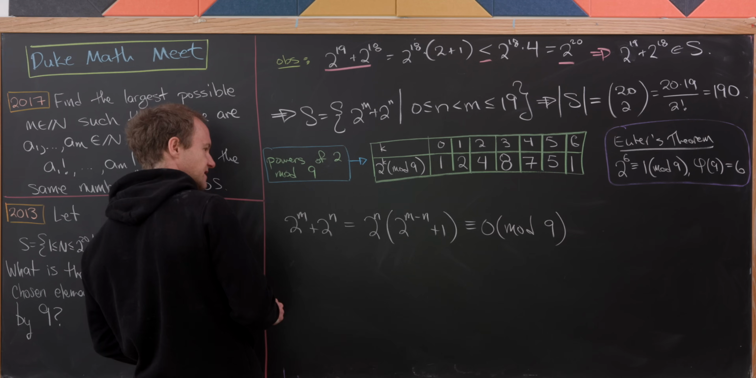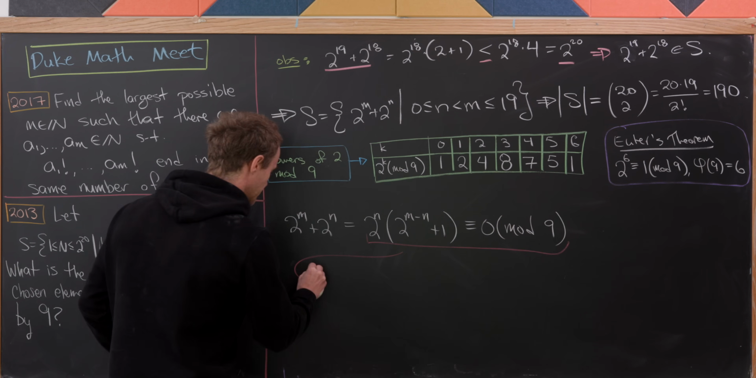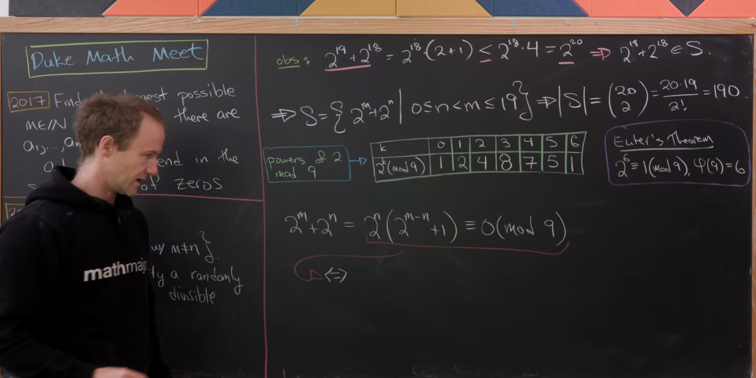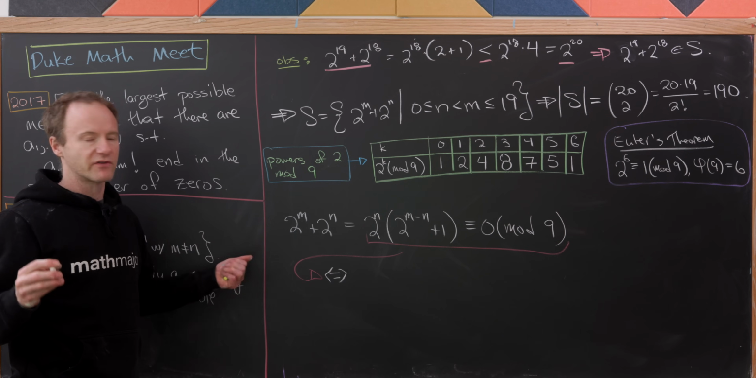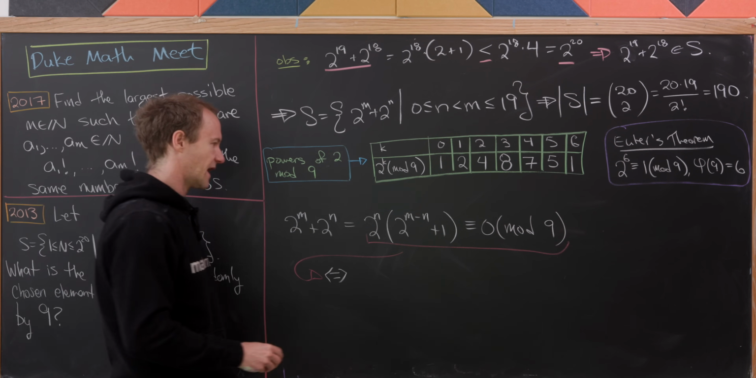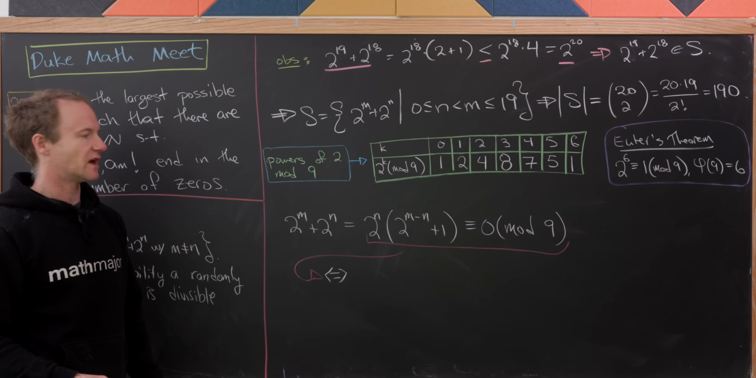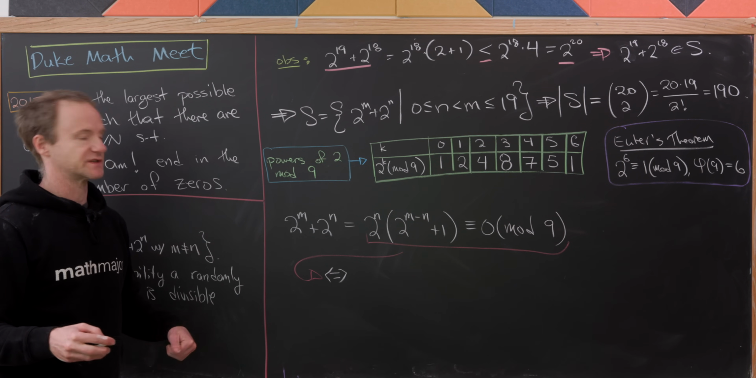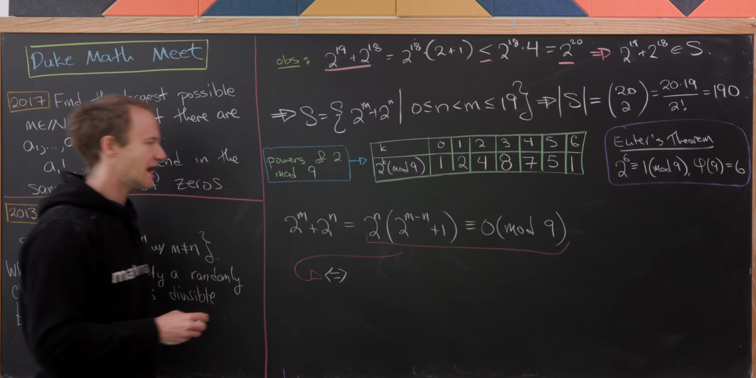But now this is congruent to 0 mod 9 if and only if the thing in parentheses is congruent to 0 mod 9. That's because this 2 to the n is a multiple of 2. You're never going to get a multiple of 9 out of that, or even a multiple of 3 out of that. So then, like I said, we need 2 to the m minus n plus 1 to be a multiple of 9, but then maybe adding -1 to both sides, or subtracting 1, or adding 8, or using the fact that minus 1 is congruent to 8 mod 9.